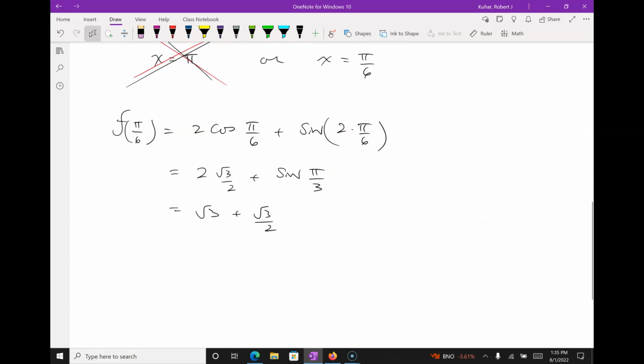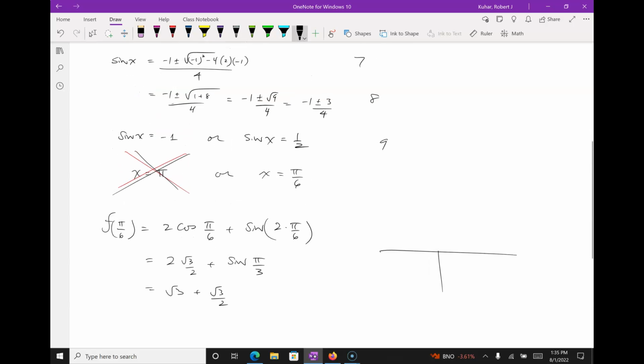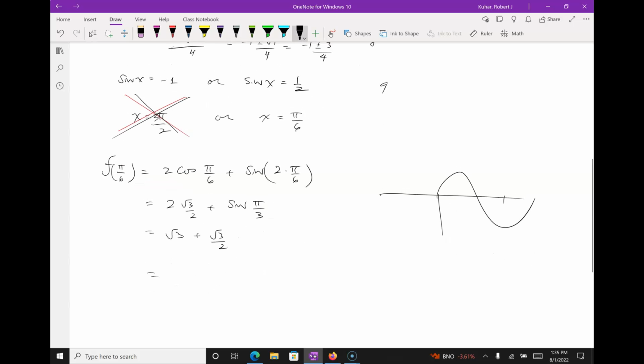Sine x equals -1. Yes. When does sine equal negative 1? Oh, not at pi. Sorry, it's at 3 pi over 2. Sorry, still not in the interval, right? And I get 3 square roots of 3 over 2.